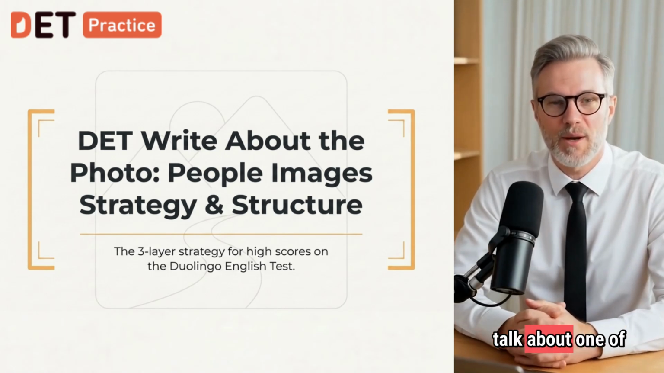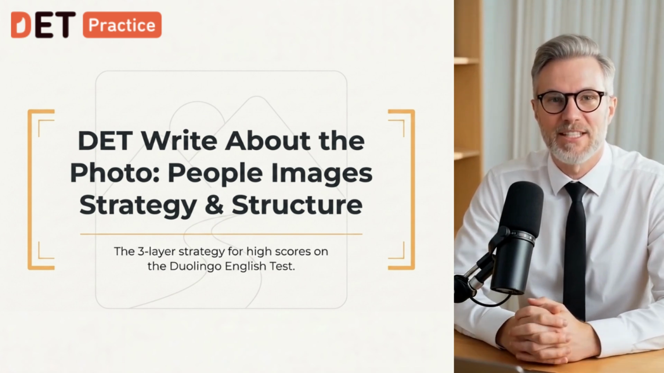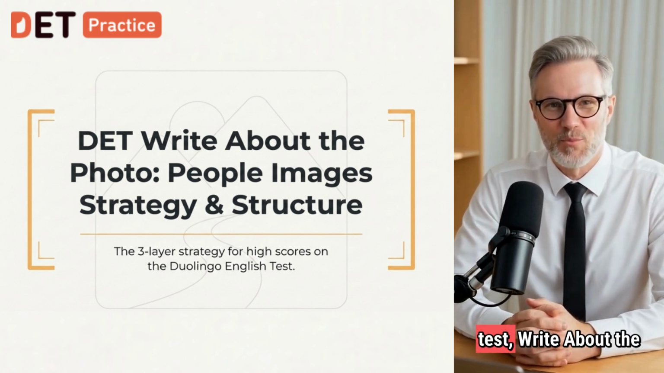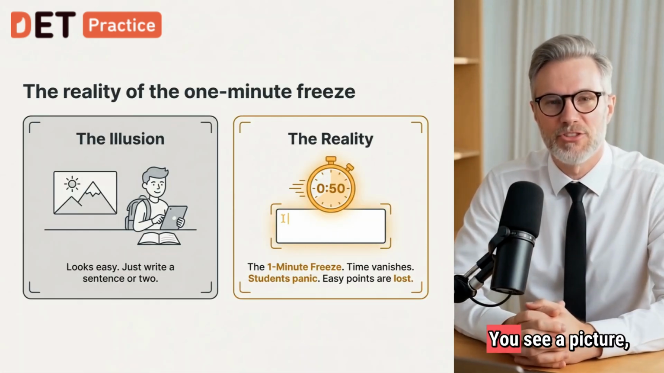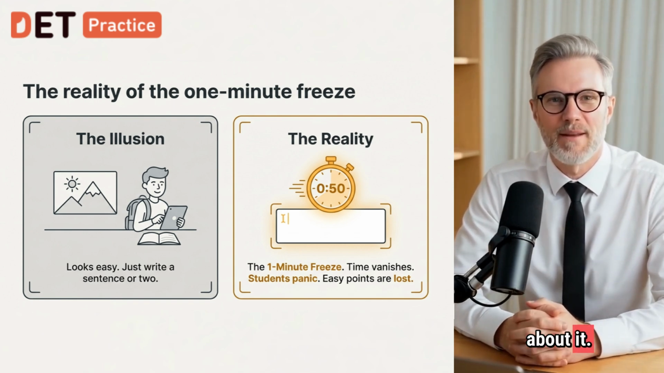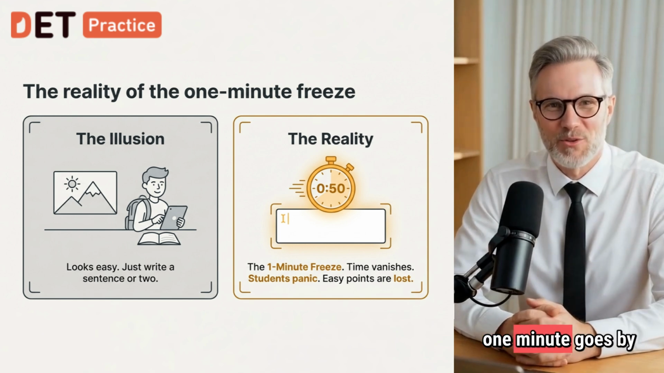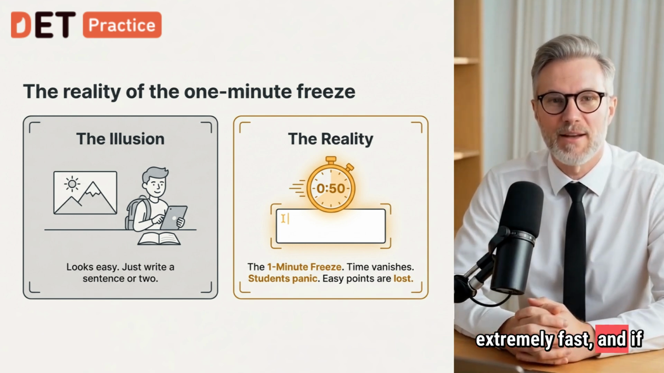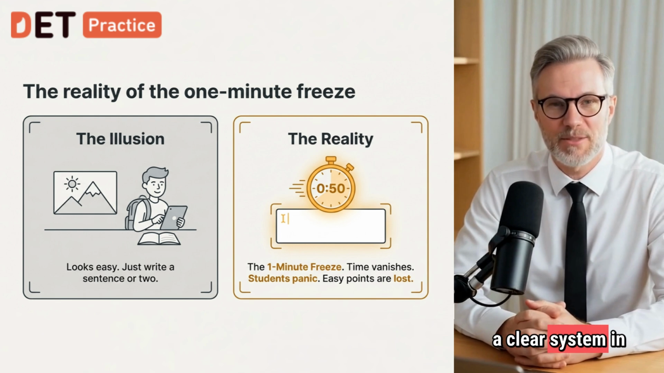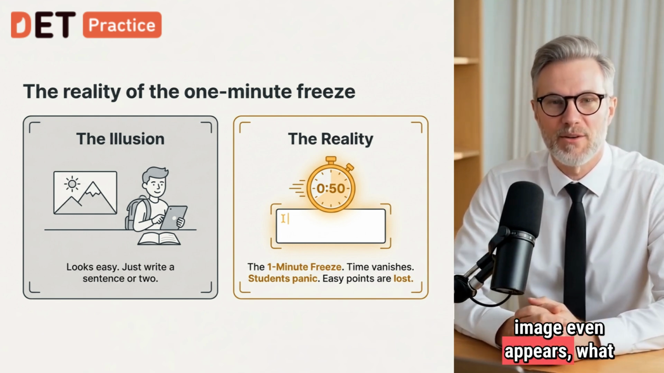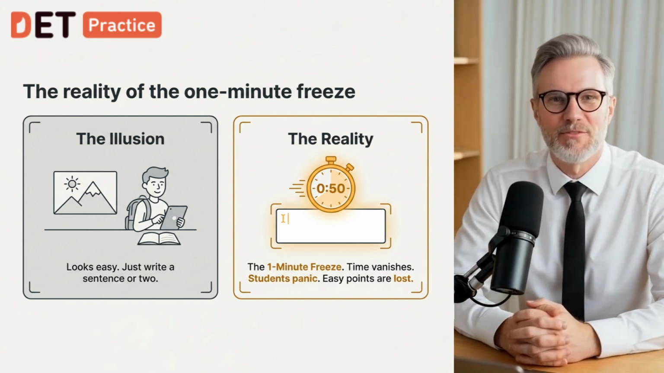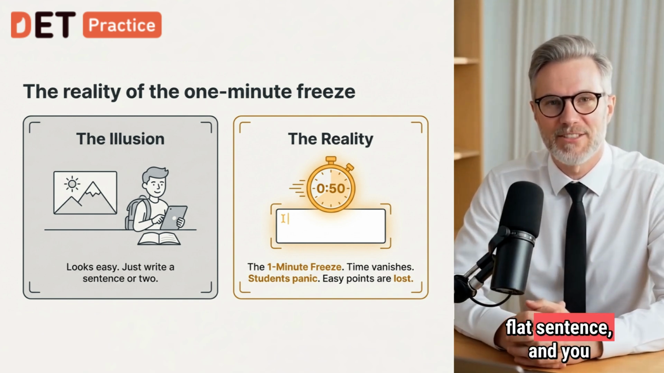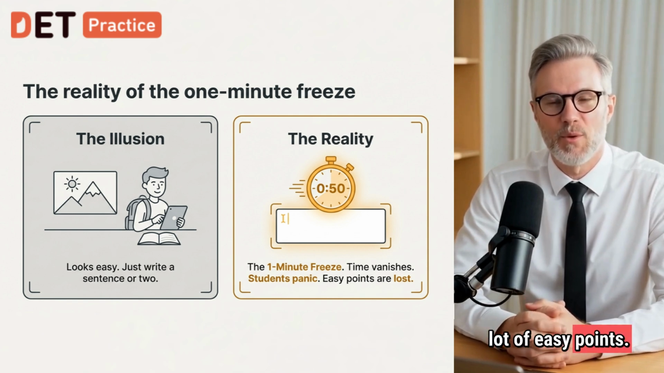Today we're going to talk about one of the most underrated tasks in the Duolingo English Test, write about the photo. On the surface, it looks really easy. You see a picture, you get 1 minute, and you just write a sentence or two about it. But in reality, that 1 minute goes by extremely fast, and if you don't already have a clear system in your head before the image even appears, what usually happens is you freeze for a few seconds, you write something very simple like one flat sentence, and you miss out on a lot of easy points.